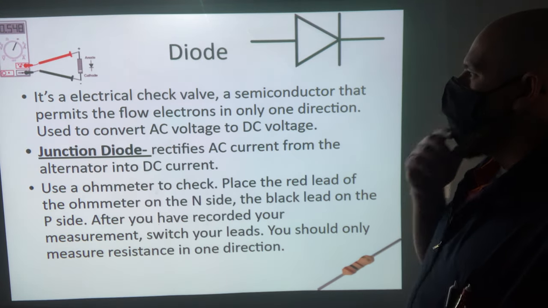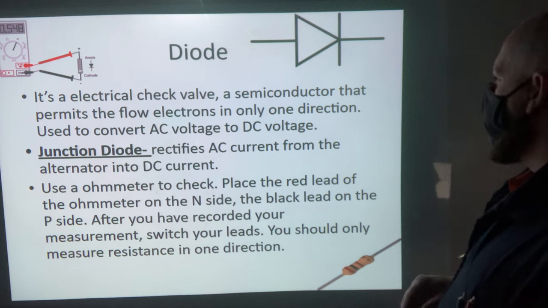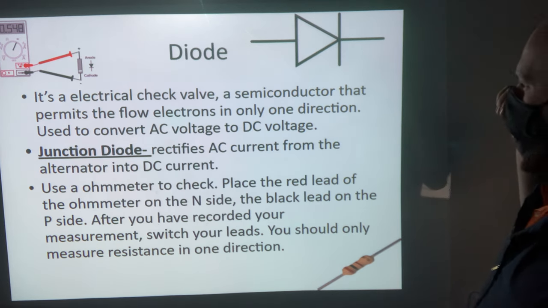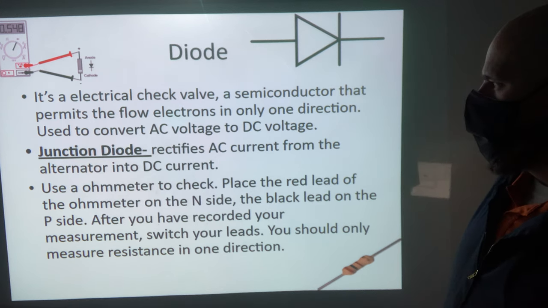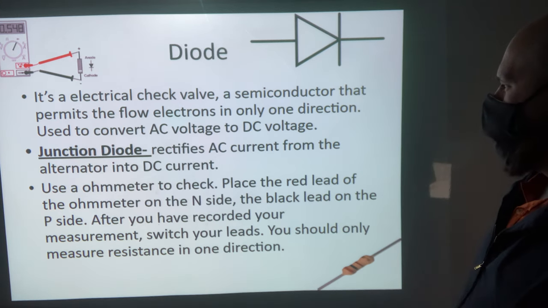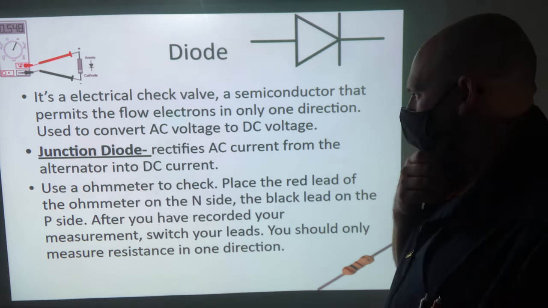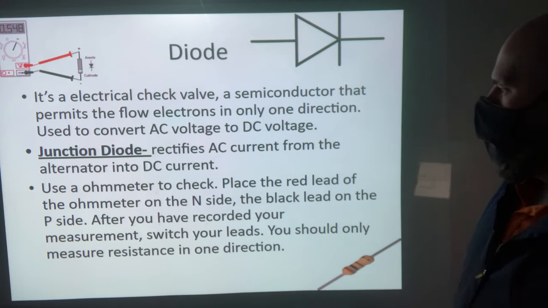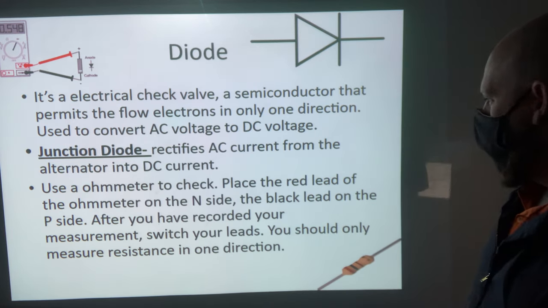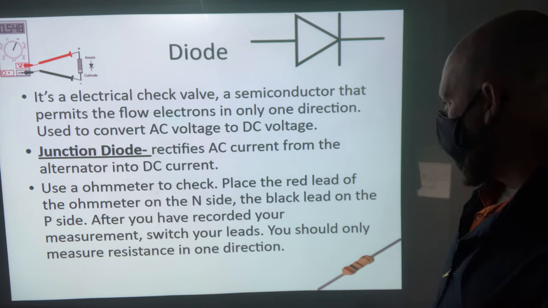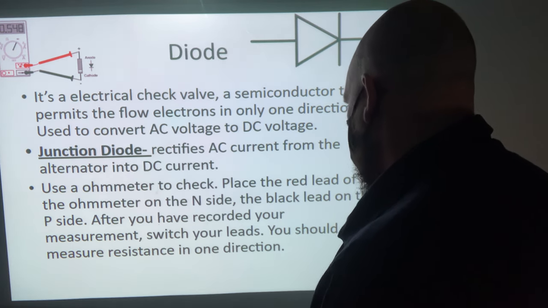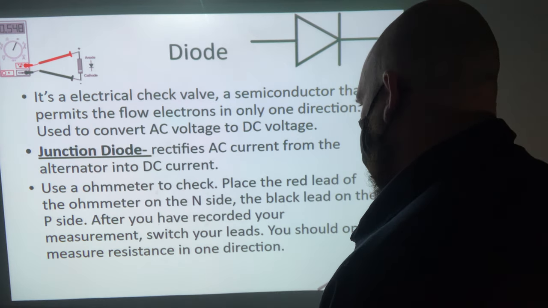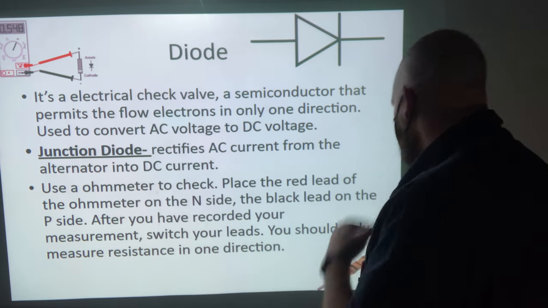All right, so a diode is an electrical one-way check valve, a semiconductor that permits the flow of electrons in one direction only and is used to convert AC voltage to DC voltage. A junction diode rectifies AC current from the alternator into DC current. Use an ohm meter to check it. Place the red lead of the ohm meter on the N side and the black lead on the P side. After you have recorded your measurements, switch your leads. You should only measure resistance in one direction.